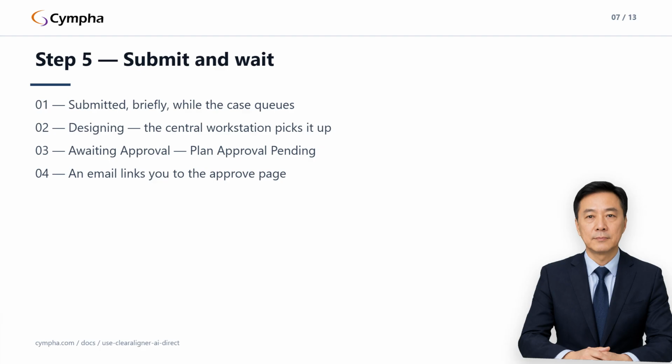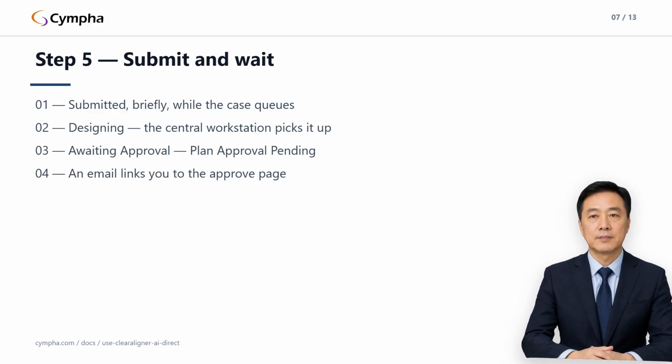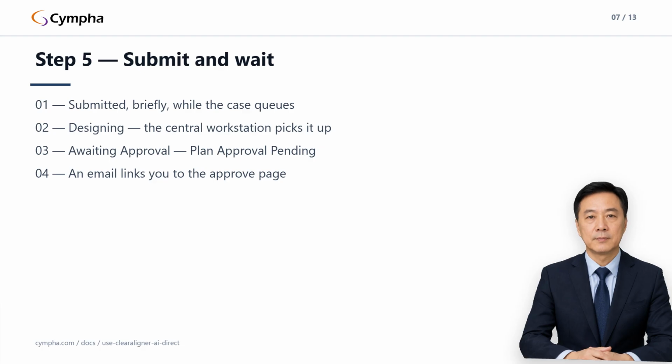For now, submit. Click Submit Case, and you're taken to the case detail page. The same case detail view used everywhere else in Cympha, so nothing here will look foreign. The status ladder runs: submitted briefly while the case is queued, then designing as soon as the central workstation picks it up, then awaiting approval with a plan approval pending label once the Phase 1 plan is ready. You'll get an email at that point, and the case opens to the Approve page.